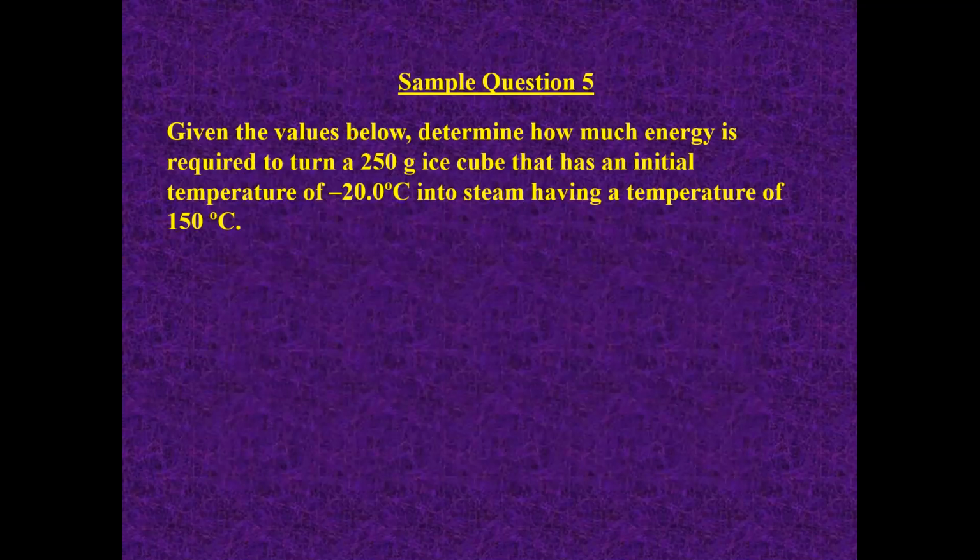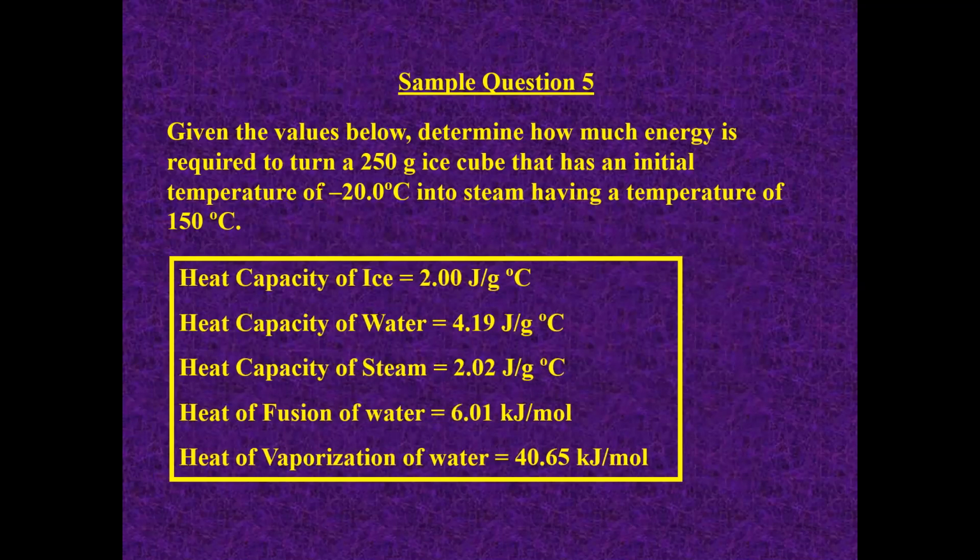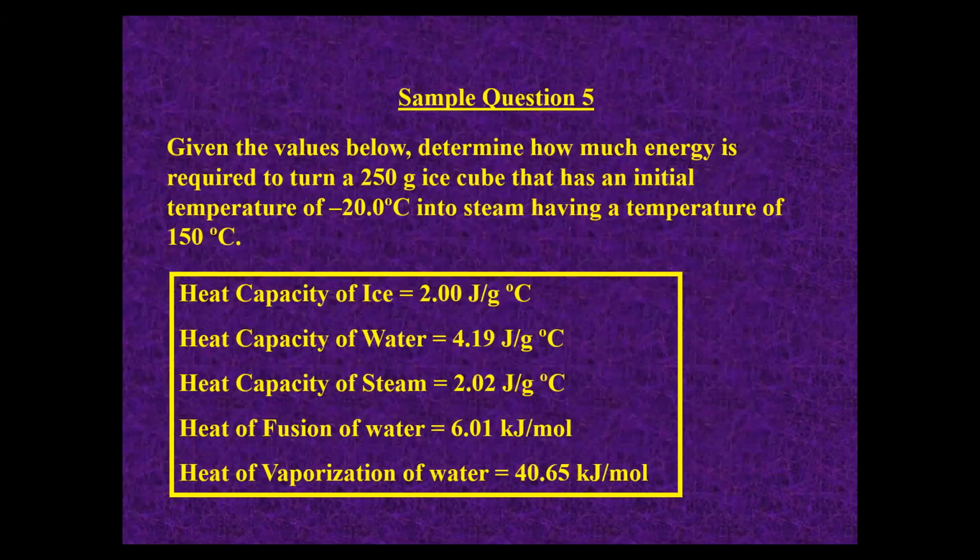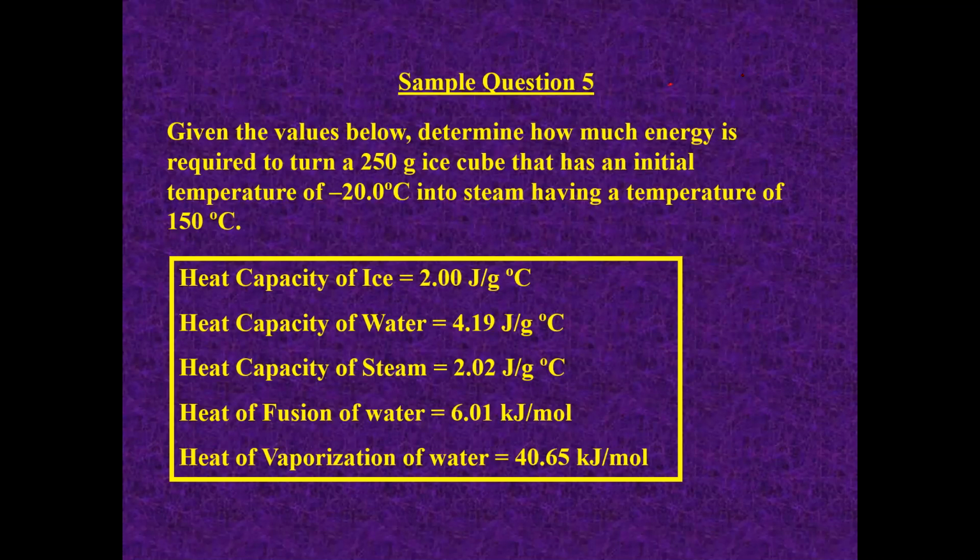So given the values below, determine how much energy is required to turn 250 grams of ice that has an initial temperature of minus 20 into steam having a temperature of 150 degrees Celsius. Okay, now this is going to be tricky for me to answer in such a small space. And it's really something that we want to spend a bit of time trying to come up with this afternoon. But let's just sketch this out, for example, here.